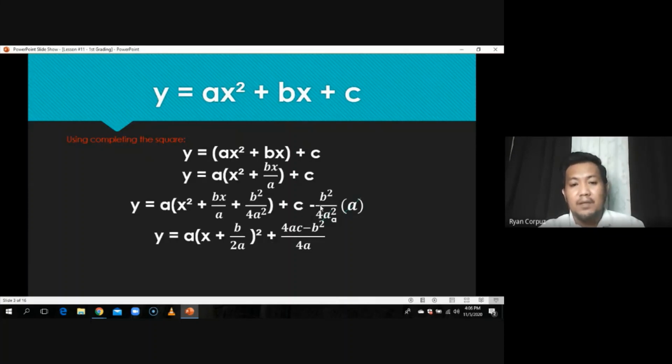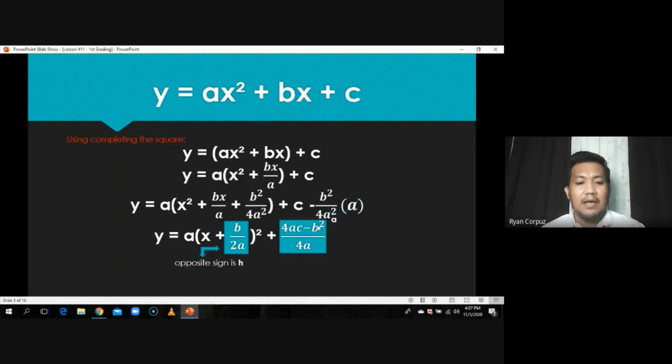Then plus, since we are here subtracting a term to a fraction, so we need the LCD. So since ang natira lang sa denominator ay 4a, so 4A ang LCD, then multiply 4A times C, we come up with 4AC minus copy B squared. Because 4A divided by 4A is 1 times B squared, that would be B squared. So that B over 2A and 4AC minus B squared all over 4A, eh yan yung pwede natin gamitin for us to find out for H and K.